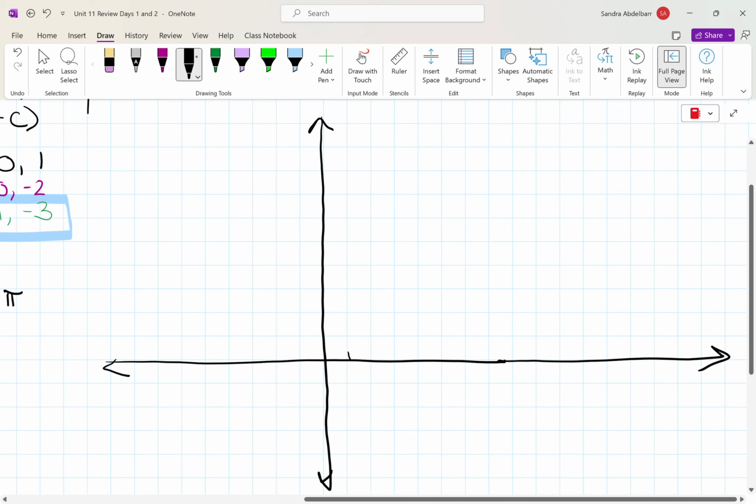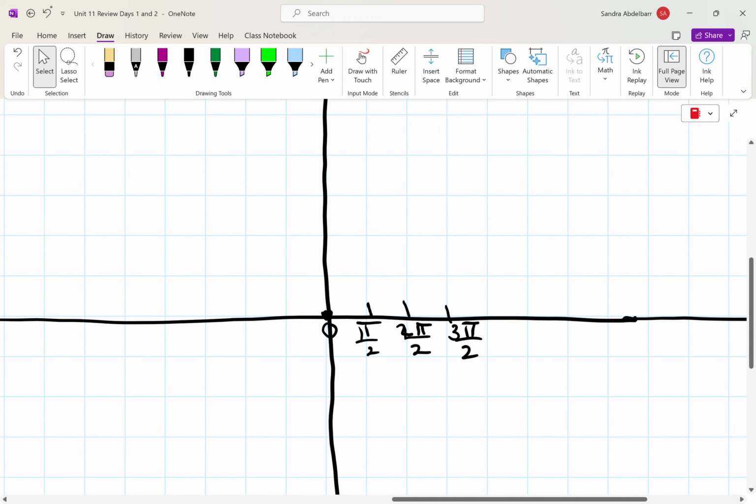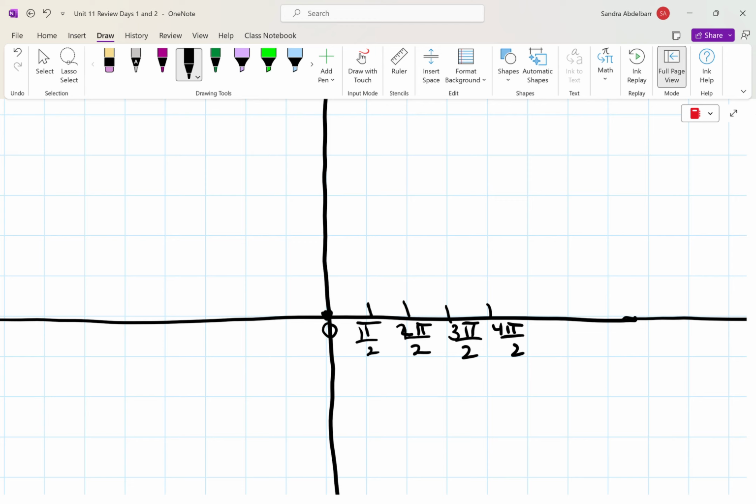So we're not shifting at all, so we're starting at the origin, and then we're going in intervals of pi over 2. So pi over 2, 2 pi over 2, 3 pi over 2, 4 pi over 2, and I need 5. 1, 2, 3, 4, 5. I need to cover 5 quarter periods.